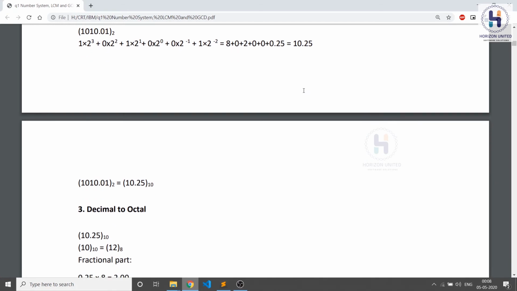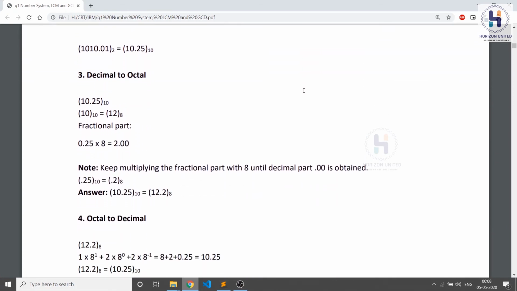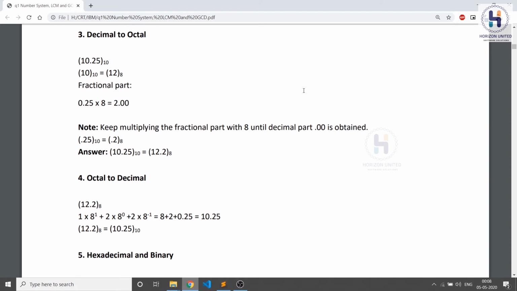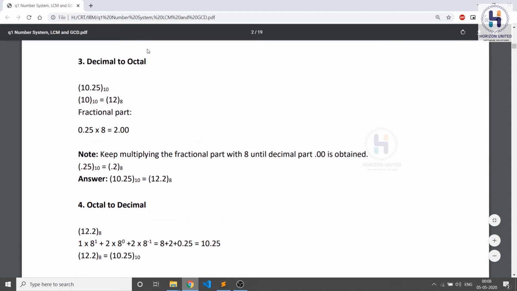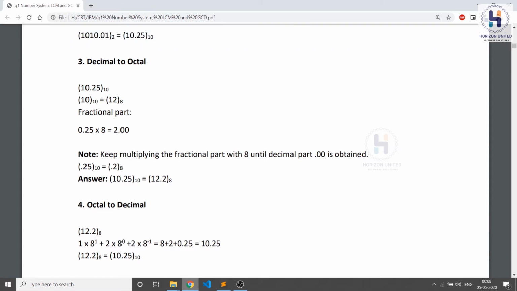So now let's move on to the next conversion, which is decimal to octal. Already you know that. This is the decimal number, and the same mechanism is what we're going to follow here. 10.25 to the base 10, and 10 is the decimal number that we have to consider, and 12 will be its octal number. The fractional part has to be multiplied with 8, which gives 2.00. So you have to keep multiplying the fractional part with 8 until 0.00 is obtained.